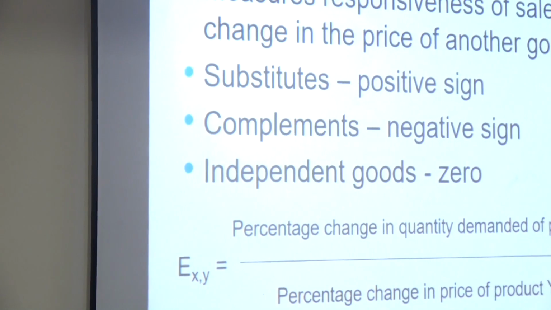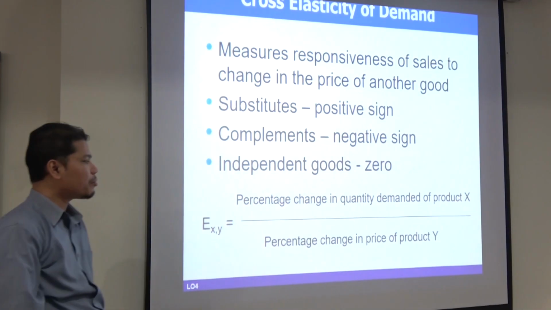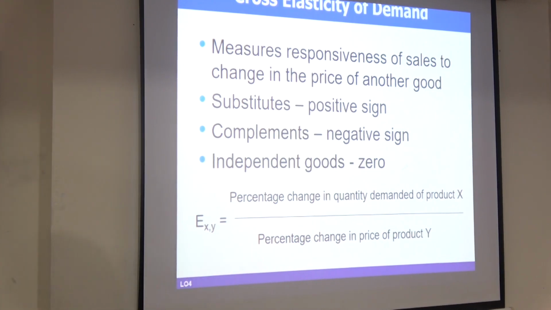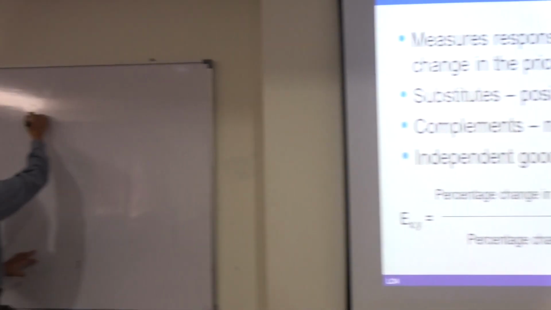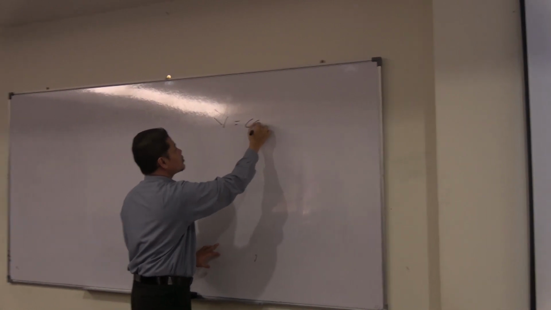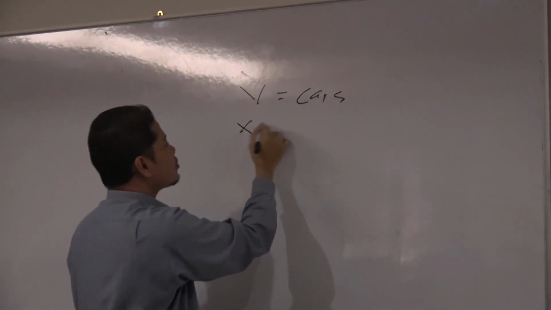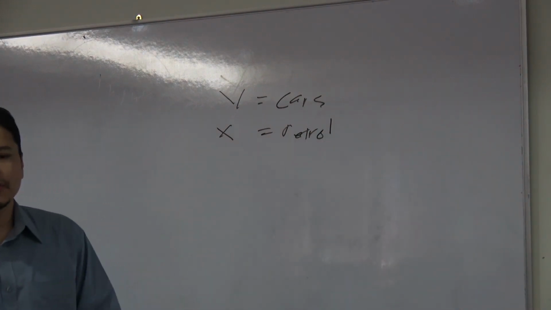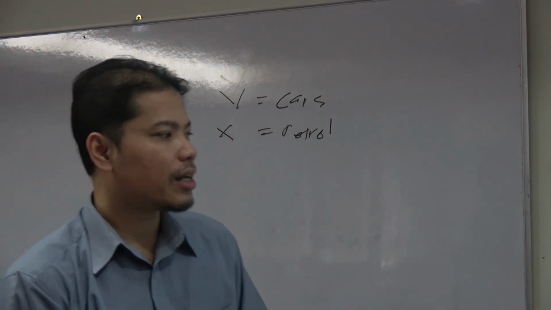Okay, let's look at the formula for the cross price elasticity of demand. Percentage change in the quantity of product X divided by the percentage change in the price of product Y. Let's say we have product Y, cars, and product X, petrol. What happened when the price of cars declined?